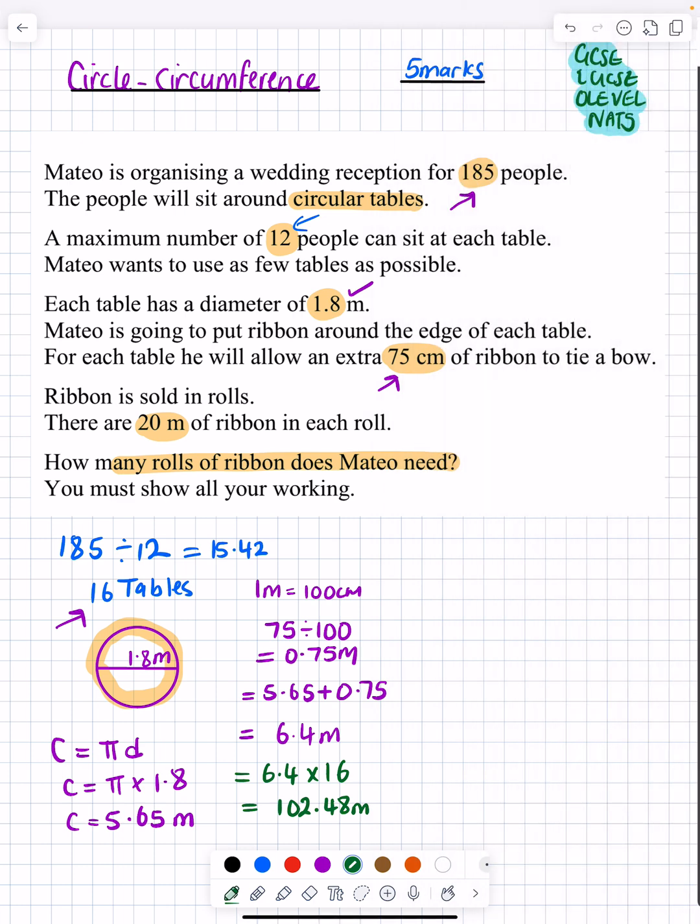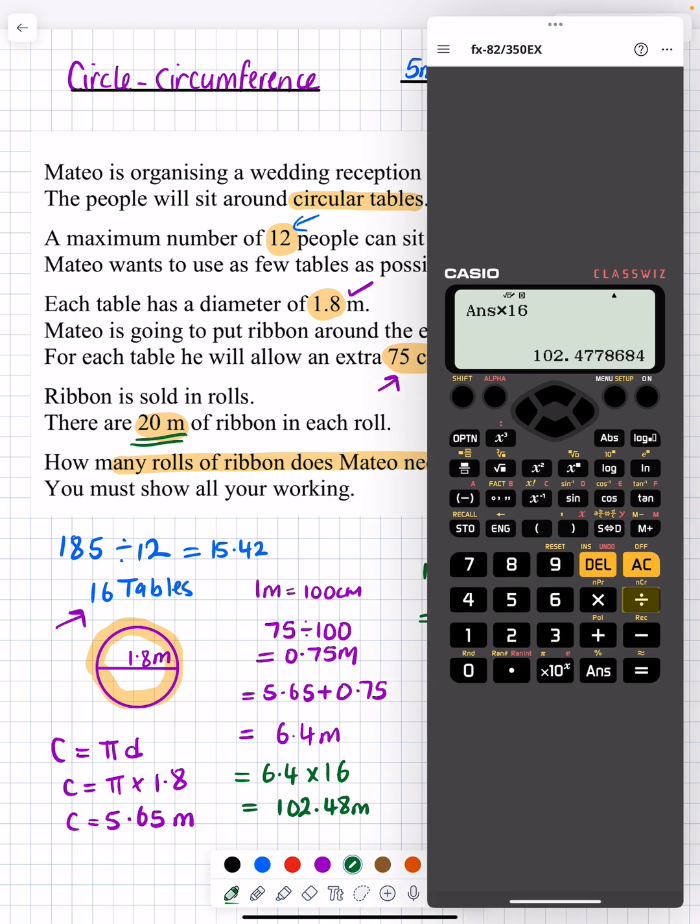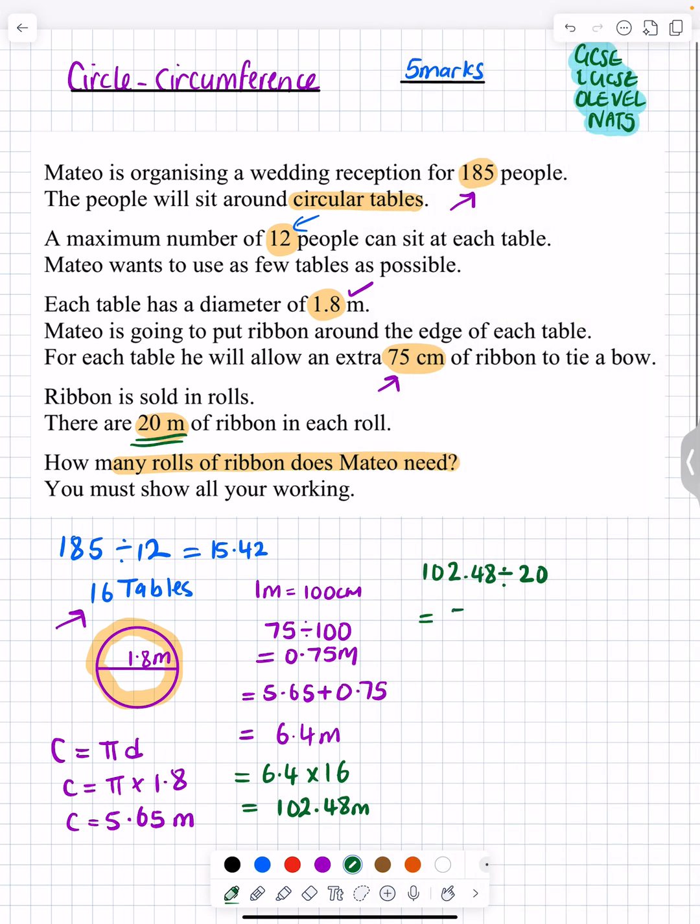But the ribbon is sold in rolls of 20 meters, and we need to find how many rolls. The final calculation is 102.48 divided by 20, which gives us 5.12 rolls. But we can't buy 0.12 of a roll, so we need 6 rolls of ribbon for this wedding reception. This is the answer for this question.